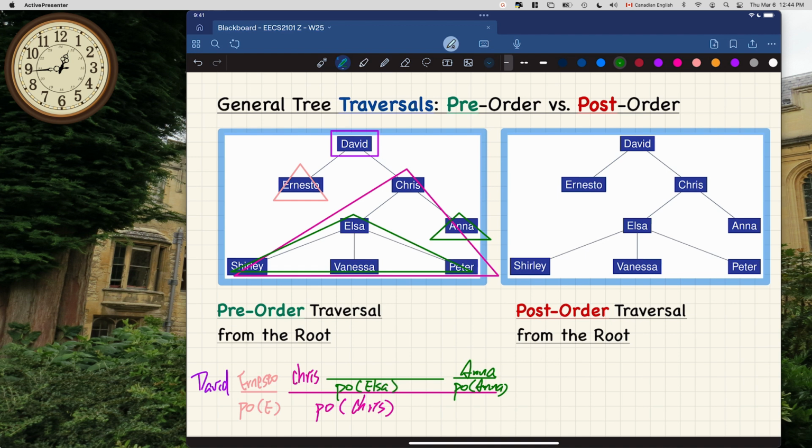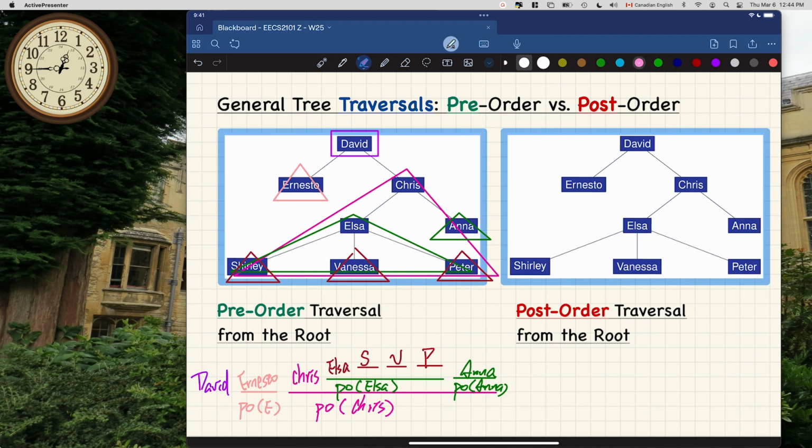That one should be, basically, we go for Elsa first. And then we have the pre-order traversal of Shirley subtree, Vanessa subtree, and also Peter subtree in this particular order. In that way, each one of them will just be a base case, right? 1, 2, and 3. So each horizontal line I'm writing here is like a recursive call, right? So pre-order traversal of Shirley will just be Shirley, and then Vanessa, and then Peter. All right? So the ultimate order you got goes like this.